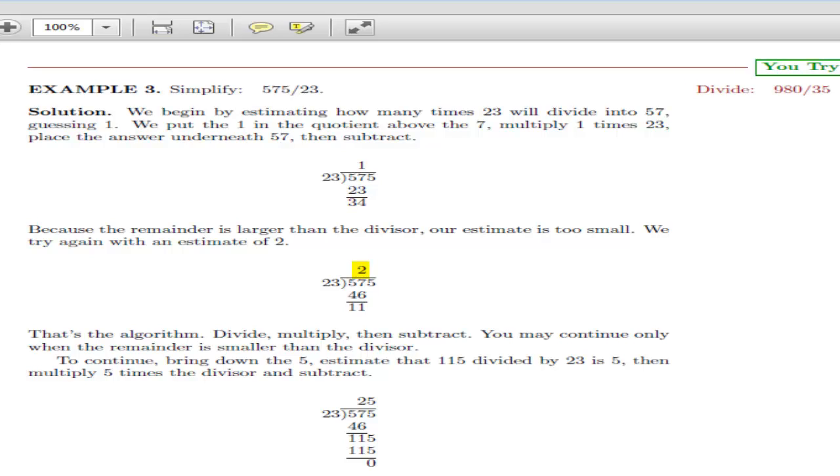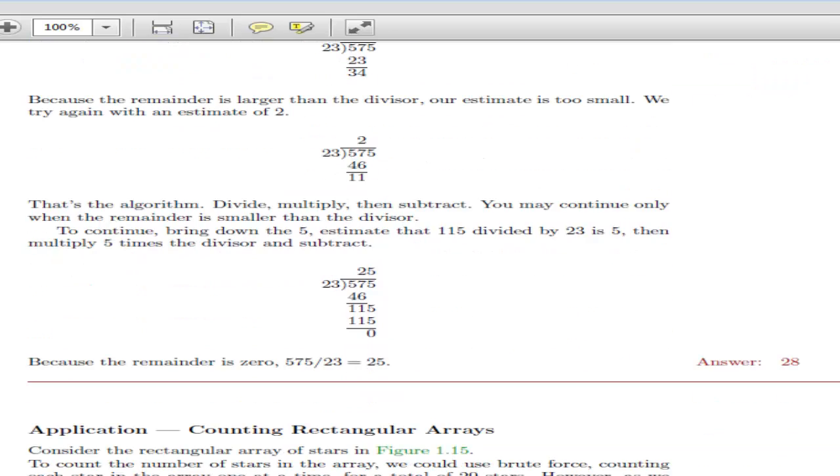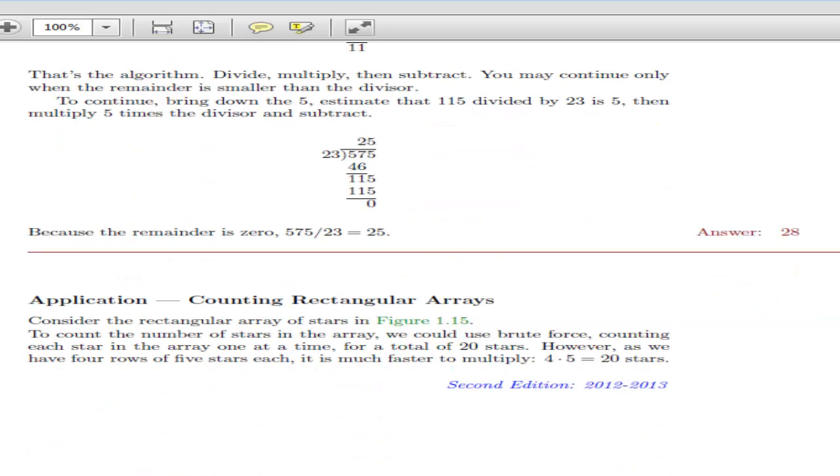That's the algorithm. Divide, multiply, then subtract. You may continue only when the remainder is smaller than the divisor. To continue, bring down the 5, estimate that 115 divided by 23 is 5, then multiply 5 times the divisor and subtract. Because the remainder is 0, 575 divided by 23 equals 25.